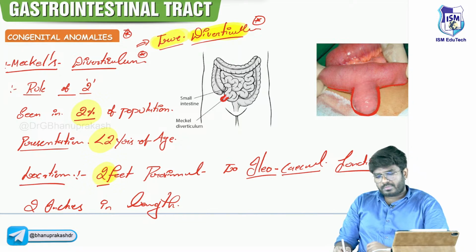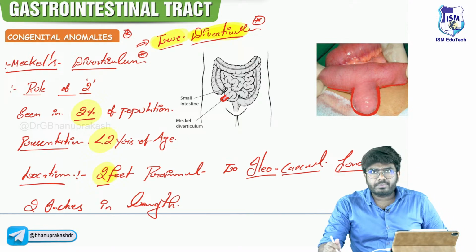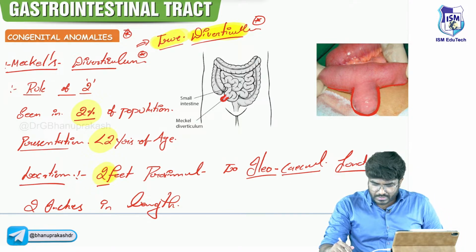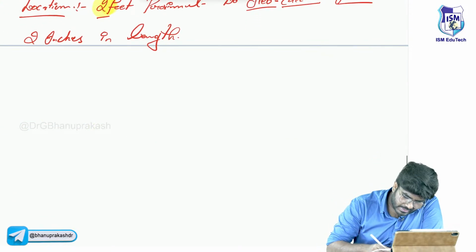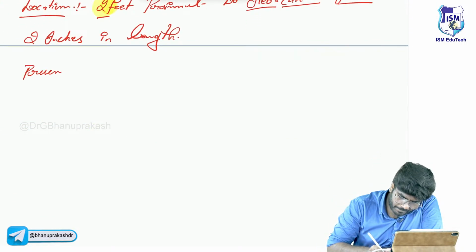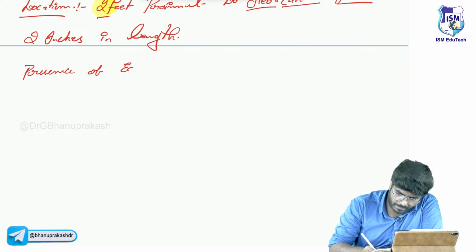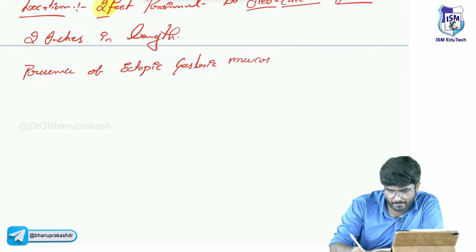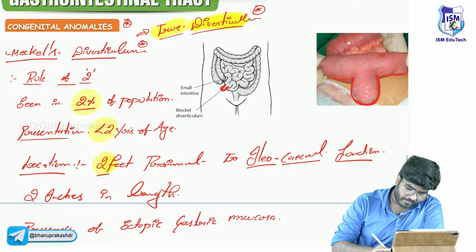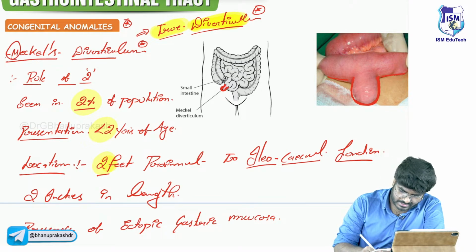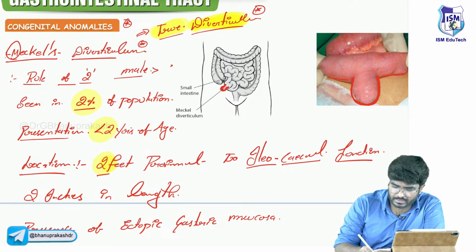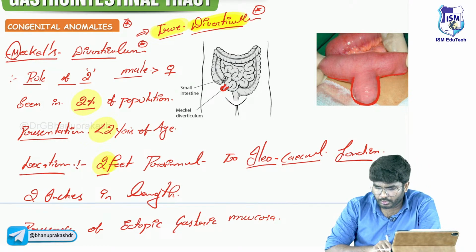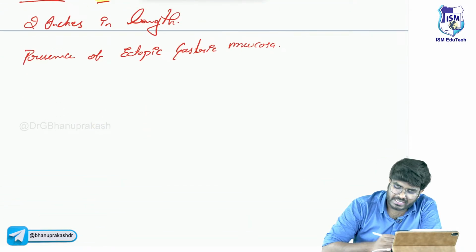Now, what are the problems? What happens, sir, if there is a Meckel's diverticulum? Sometimes in this diverticulum, there is presence of ectopic gastric mucosa. One more important point: I used to remember Meckel's diverticulum as M4, seen mainly in the males. Males are most commonly affected compared to females.